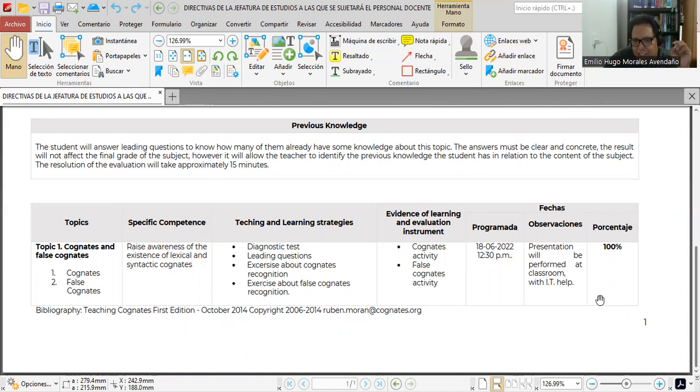I'm using Zoom software. And the bibliography is Teaching Cognates, edition October 2014, and the author is Ruben Mora, to give him his credit for this lesson episode.